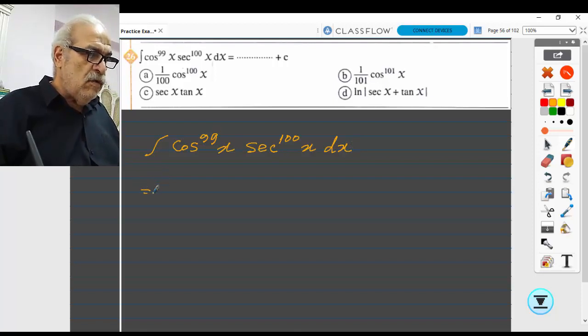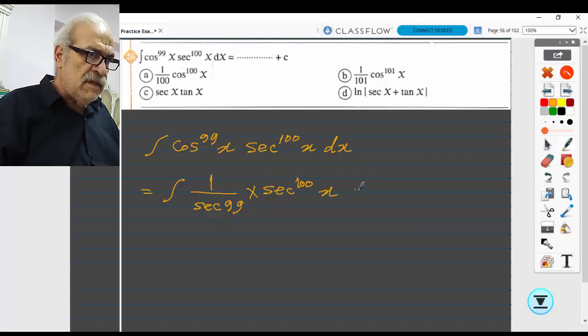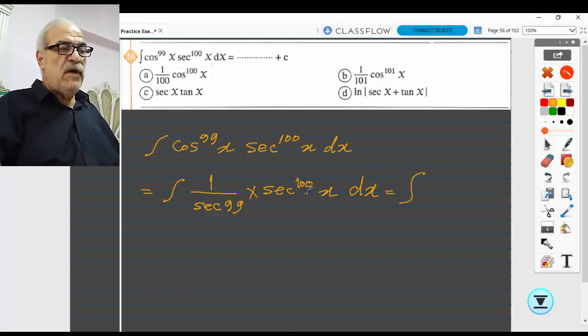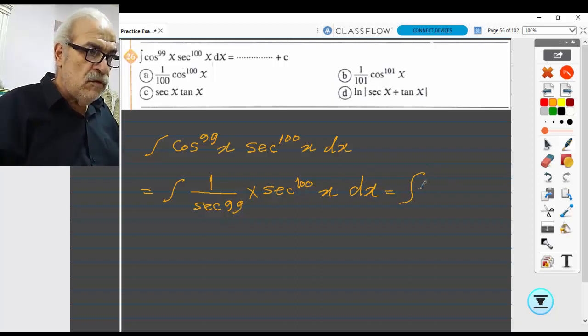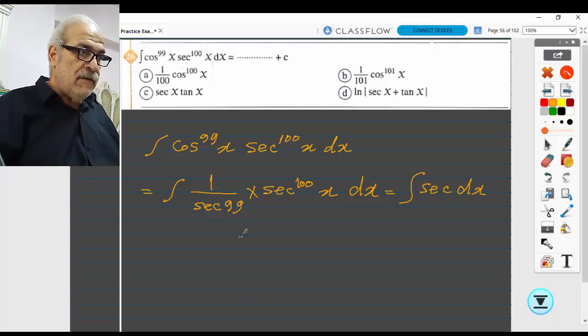So it is equal the integration cosine, it is 1 over sec. So we can write 1 over sec power 99 multiply sec power 100 of x dx, which equals the integration sec power 100 over sec power 99, which equals sec. We have sec dx. Okay, what is the integration of sec?